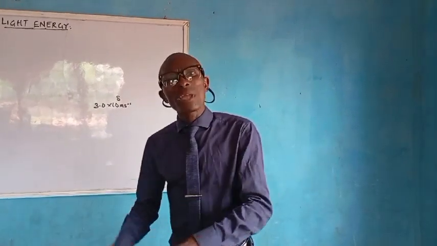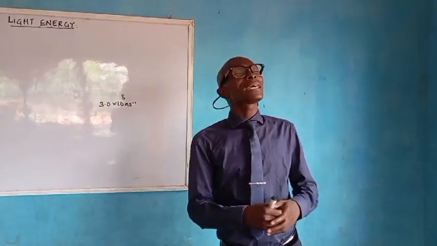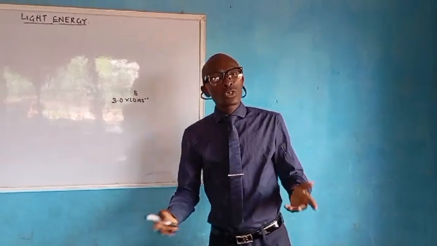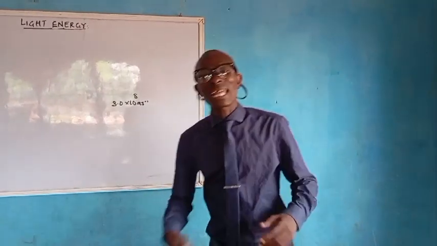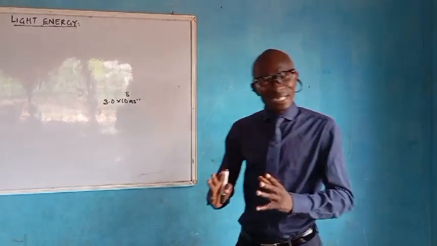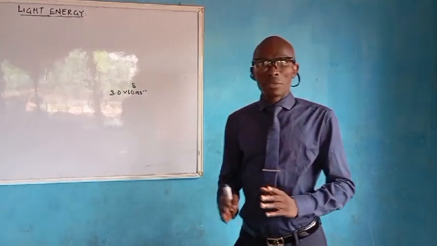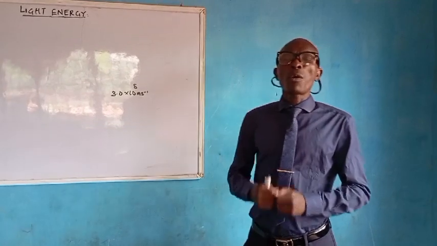For example, we can talk about the candle flame. Are you getting now? We talk about a candle flame, electric bulb, torchlight, car headlamp. There are so many others like that. So all these are what we call sources of what? Light. They can be natural, they can be what? Artificial.